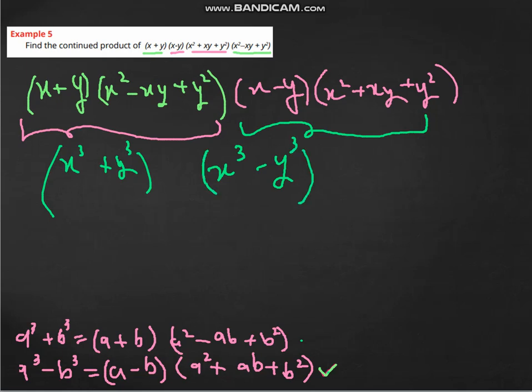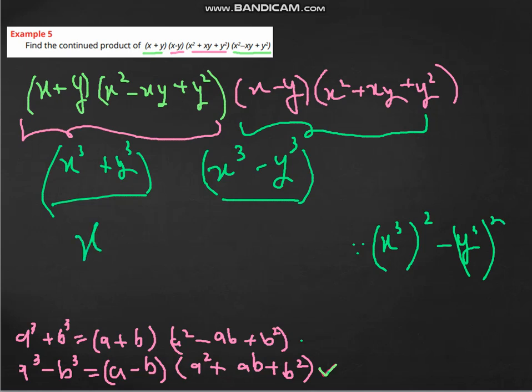Do you think this can be solved any further? Well, I do think so. So let's try. Now let me tell you one thing. If there are two brackets like this, what we're going to do is write x cubed squared minus y cubed squared, which would make it x to the power 6 minus y to the power 6. That's how this will end.